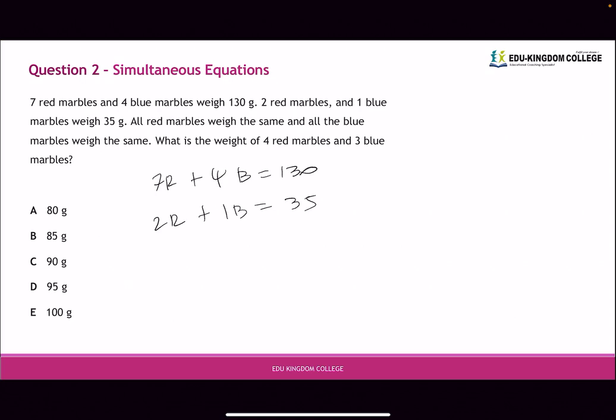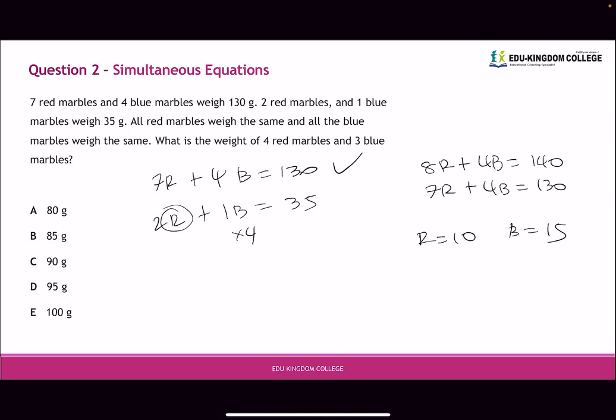Let's try and use elimination here. So I'm going to multiply this whole thing by 4. That gives me 8R plus 4B equals 140. And I know this first equation here is 7R plus 4B equals 130. And so now I know that R equals 10. And from this, if I substitute R back into this equation, 2 times 10 equals 20, which means that B equals 15. So 4 red marbles is 40, plus 3 blue, which is 45, should give me 85 grams, should be part B.